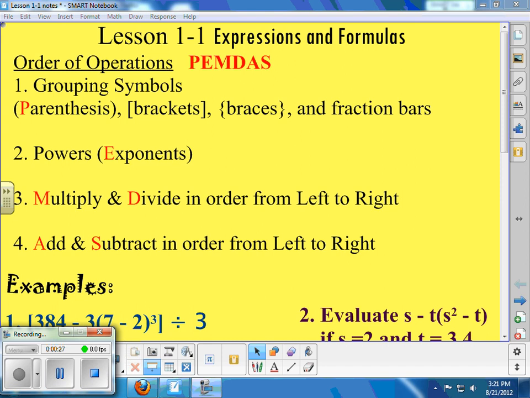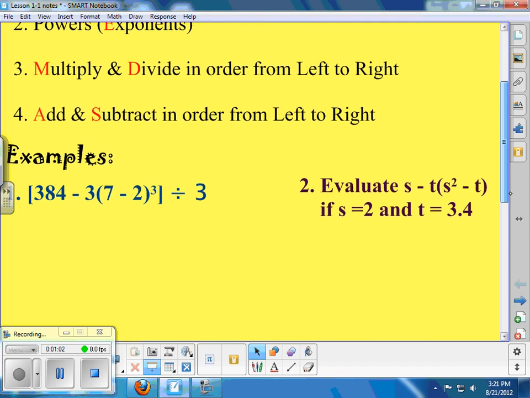First step is P for parentheses, but really overall that is also known as the grouping symbols, which include the parentheses, brackets, braces, and fraction marks. Step 2 would be E for exponents, also known as powers. Step 3 would include multiplication and division in order from left to right. So in some instances, you may have to divide before you multiply. And number 4, last step, addition and subtraction in the same step in order from left to right. And again, sometimes you may have to subtract before you add.